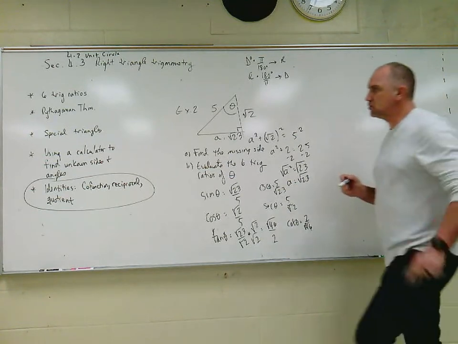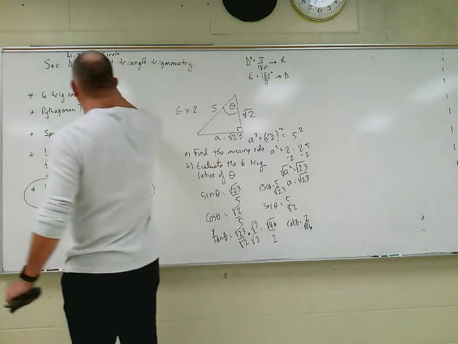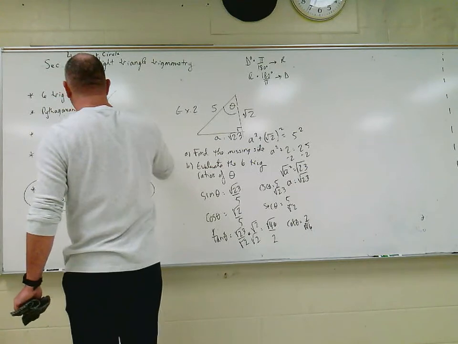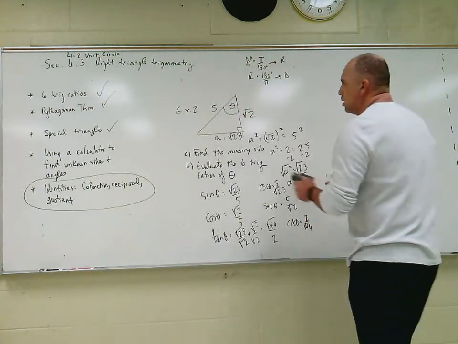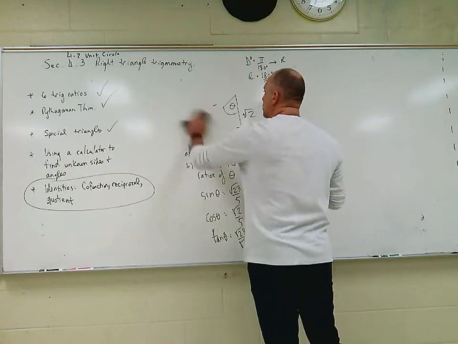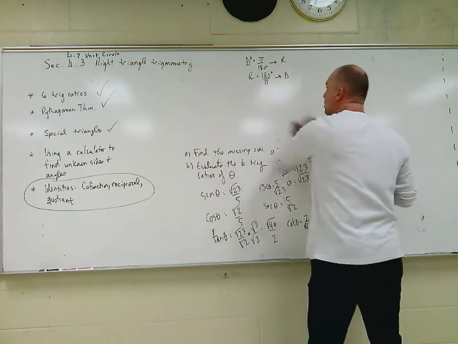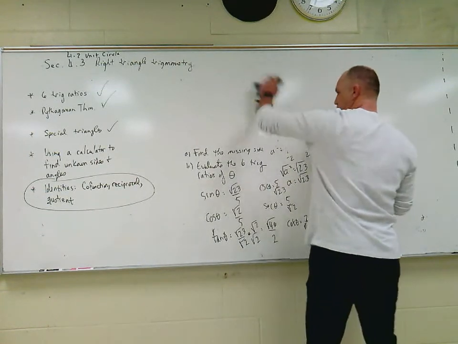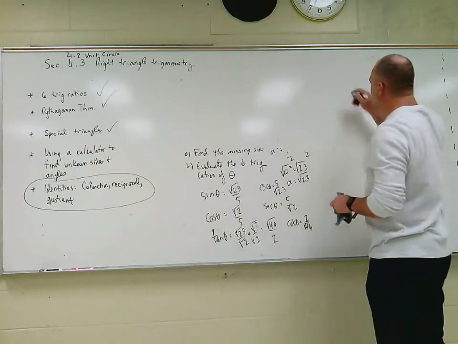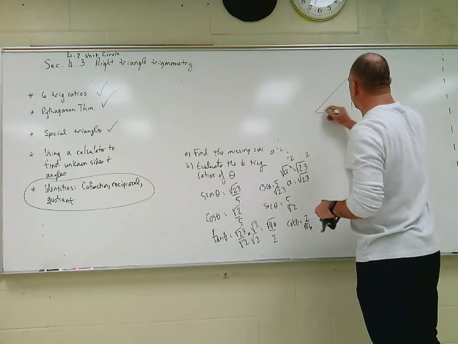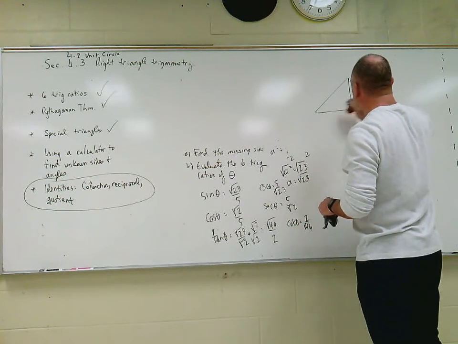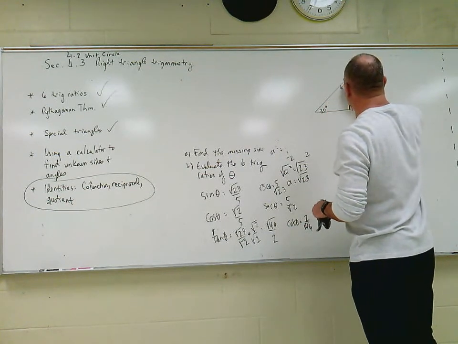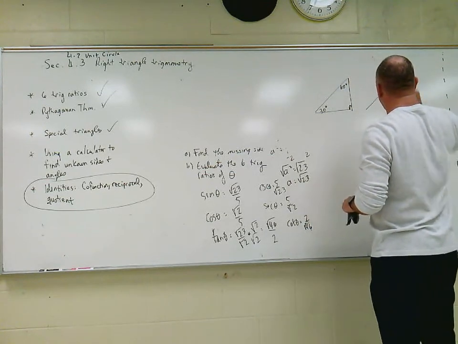So we've got our 6 trig ratios. We've got the Pythagorean theorem. Now let's talk about special triangles. There are 2 triangles where the sides and the angles are known, or the ratios and the angles are known. One is called a 30-60-90 triangle, and one's called a 45-45-90.